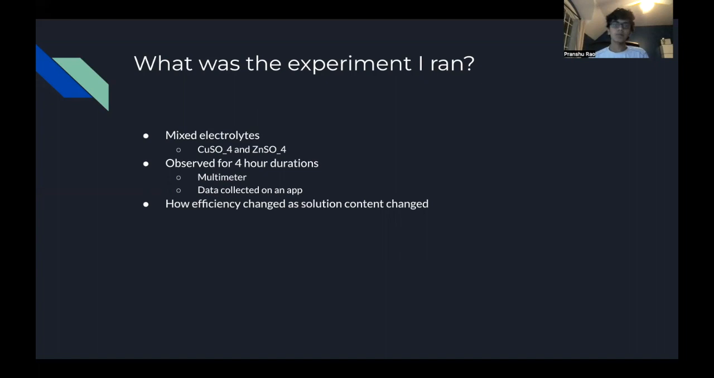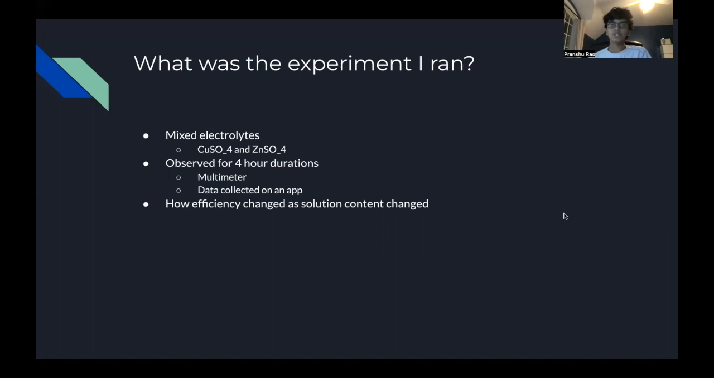I observed them for 4-hour durations, all in the same location under the same controlled variables: temperature, location, and similar beakers, which all contained the same volume, the same molarity of salt on both sides, and the same molarity of salt in the salt bridge. I used an electric multimeter, which reported data directly to my computer, which I then graphed on a spreadsheet. What I was looking for was how efficiency changed as solution content changed.